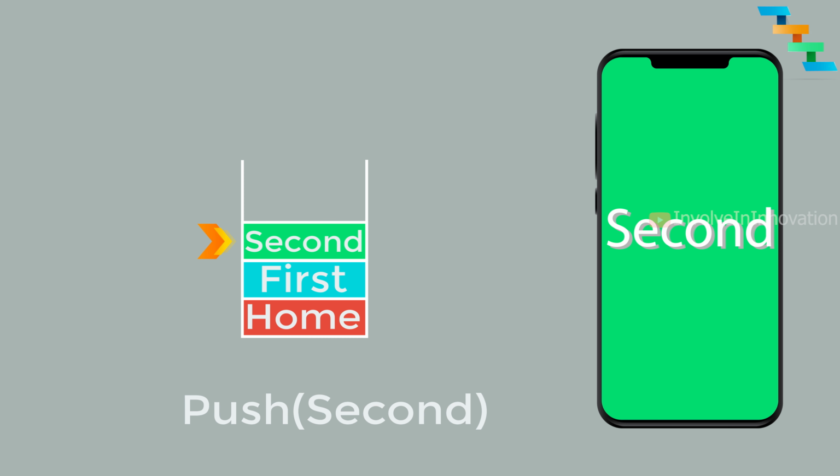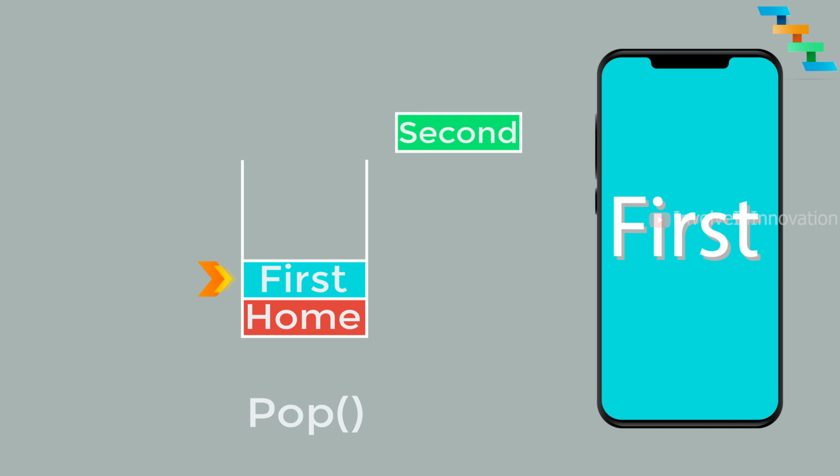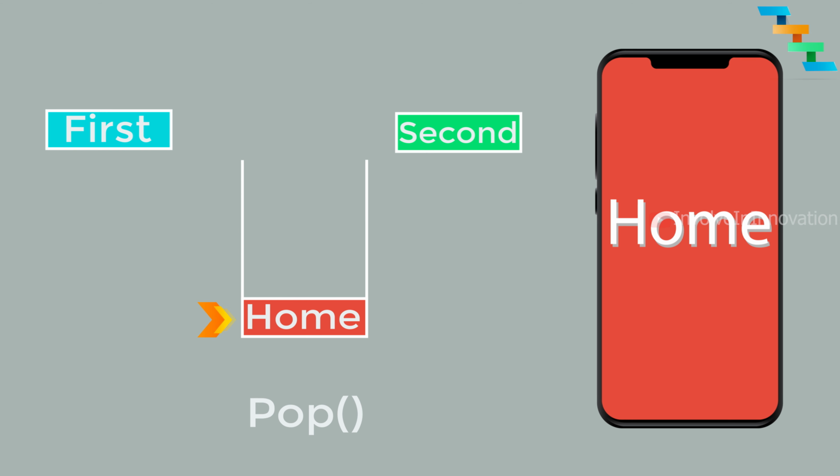Now if you perform the pop operation, the last pushed page will be removed from the stack. The last entered page is second, so the second page will be removed. Now the first page is the top of the stack, so the first is visible. Now if you pop again, the first page is popped out. Now the top is home and we will see the home page.